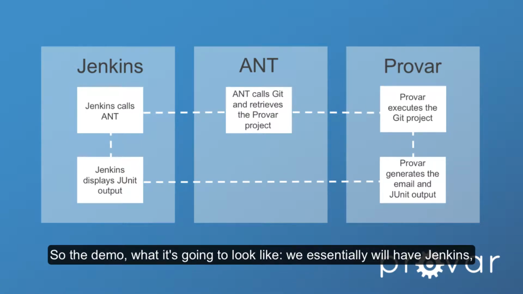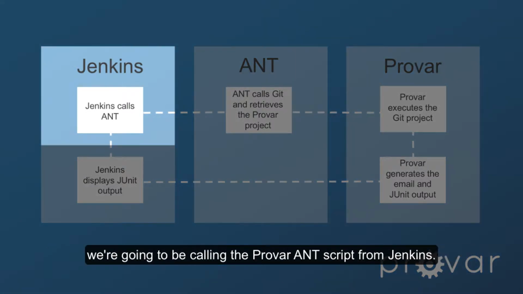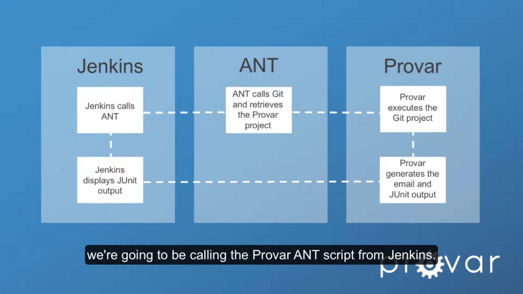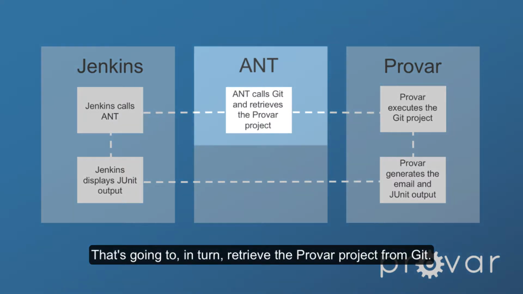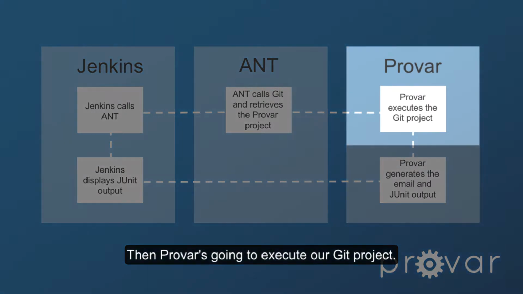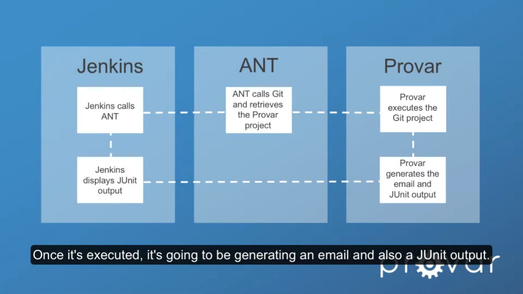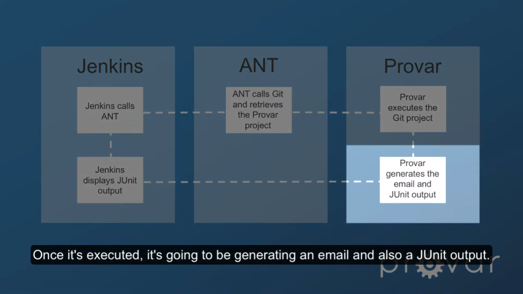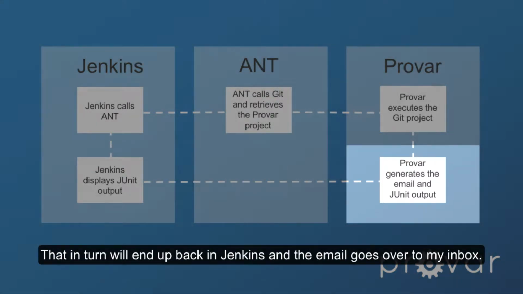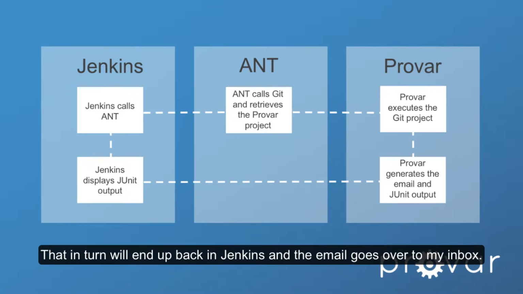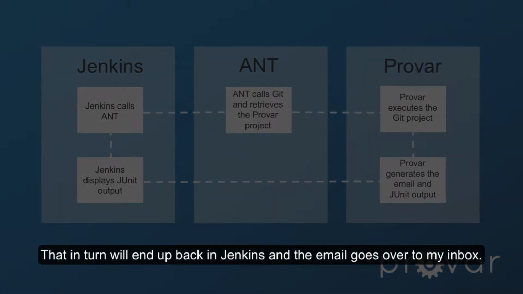So the demo is going to look like we essentially will have Jenkins. We're going to be calling the Provar Ant script from Jenkins. That's going to in turn retrieve the Provar project from Git. And then Provar is going to execute our Git project. Once it's executed, it's going to be generating an email and also a JUnit output. And that in turn will end up back in Jenkins, and obviously the email goes over to my inbox.